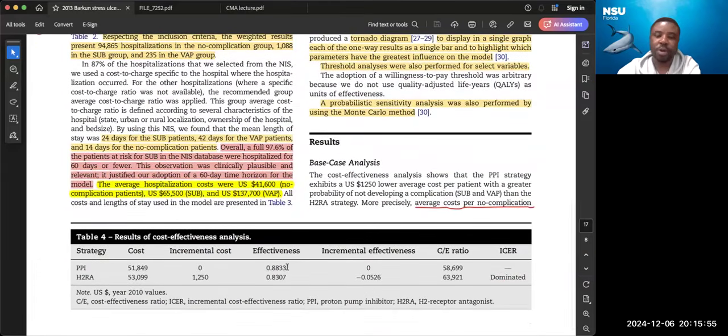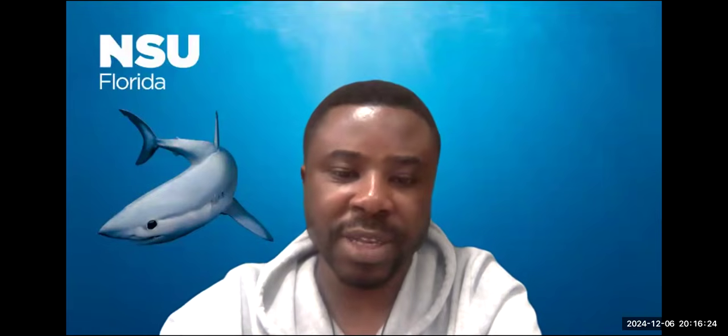So from the table, I've shown you how they had their effectiveness. So this is their effectiveness. Their effectiveness is from the probability of no complication, in other words, the ability to prevent complication. So the PPI was able to prevent complication in 88.3%, and the H2 arrays was able to prevent complication in 83.07%. So let's go back to how to do the calculation for the cost effectiveness.